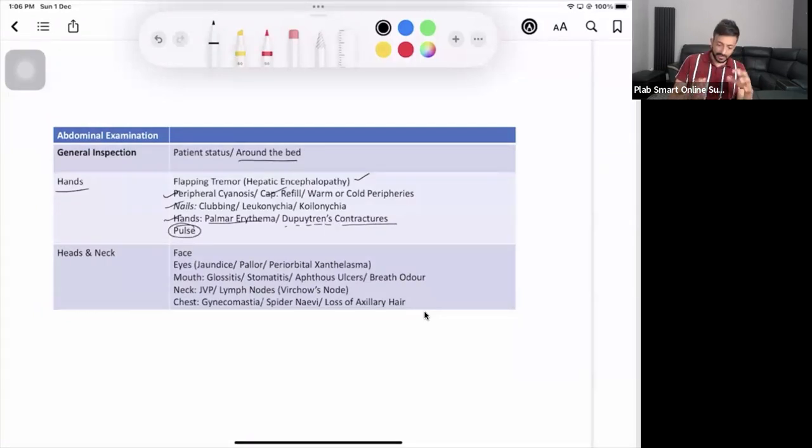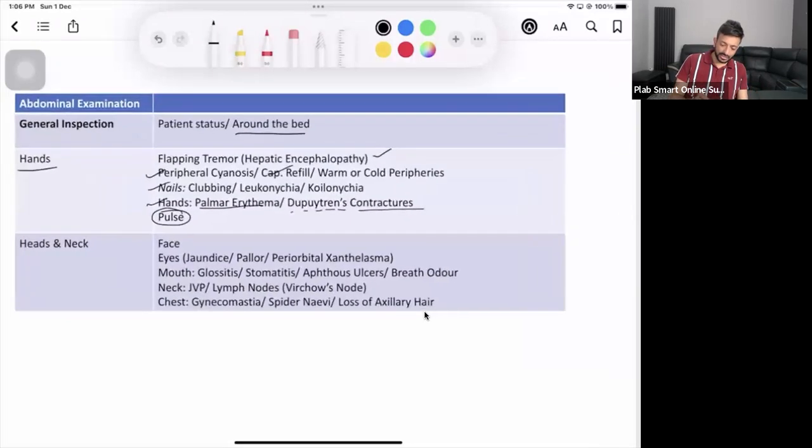Then you go to the eyes. What you check for is jaundice and pallor. You tell the patient, I'm going to pull the eyelids down. You pull the eyelids down and tell the patient to look up. This time you're checking for pallor. Then you tell the patient that I'm pulling this upper eyelid, and you pull it like this and tell the patient to look down. And you're checking for icterus, jaundice.